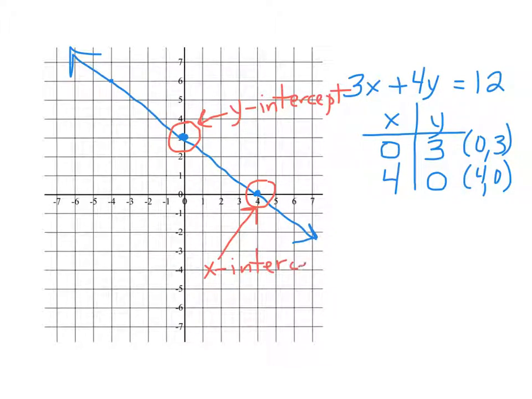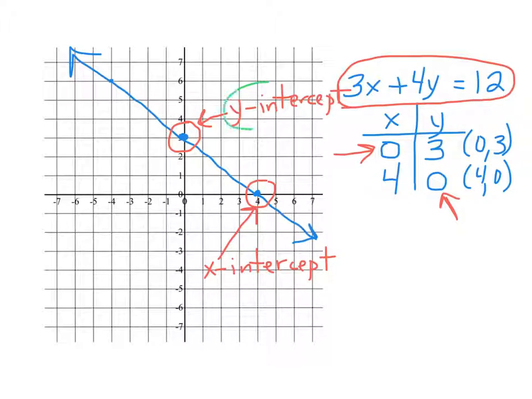So when graphing an equation that's written in standard form, like 3x plus 4y is equal to 12, I go through this particular process: let x equal 0, solve it for y, let y equal 0, solve it for x. What that does is it gives me my y-intercept point and my x-intercept point, and then I can just draw a straight line.